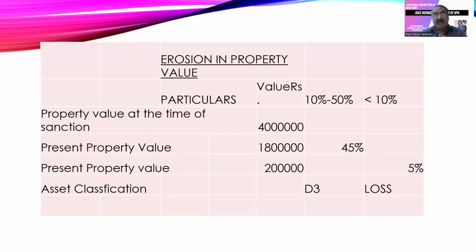For example, the property value at the time of sanction is 40 lakhs. Due to the valuation or some change in the importance of the property, the value of the property has come to 18 lakhs. That means there is a decrease of 45%. So if the value of the property has decreased between 10 to 50%, then that is called D3. It is not D1, D2. You can directly take it to D3, doubtful 3. That means you have to make the 100% provision. And in case the property value falls below 10%, so if the property value is 2 lakhs, it is only 5%.